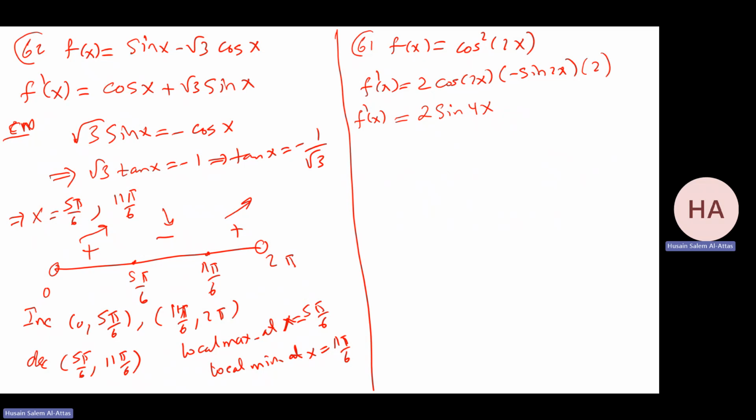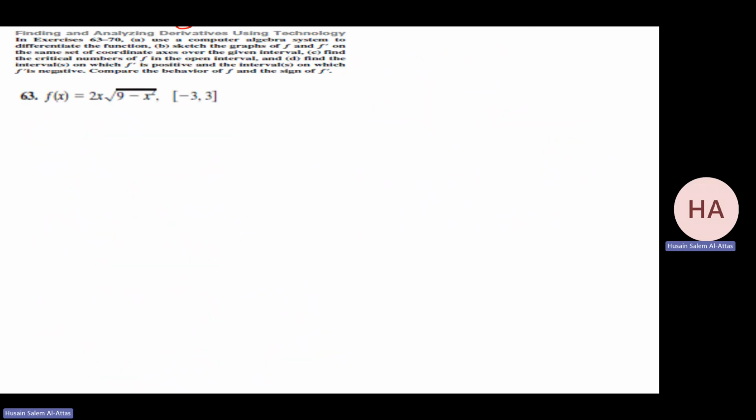Now, if you check critical numbers, you can do it like this. I need f prime equals 0, so I need to check when sine 4x equals 0. That means 4x equals n pi, so x will be n pi over 4.